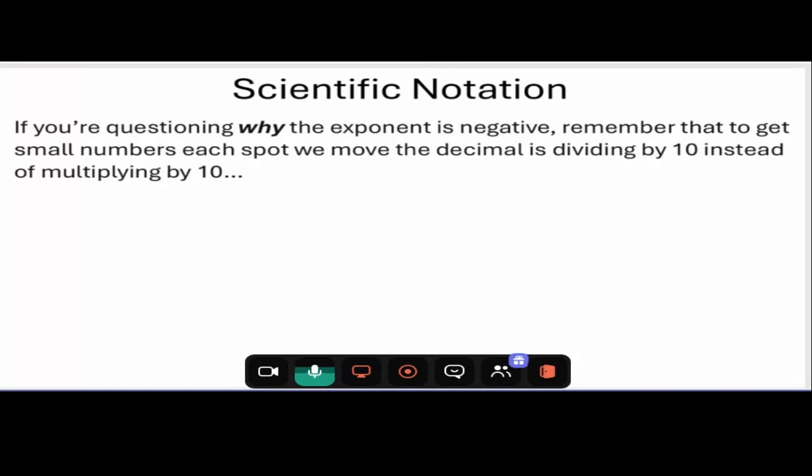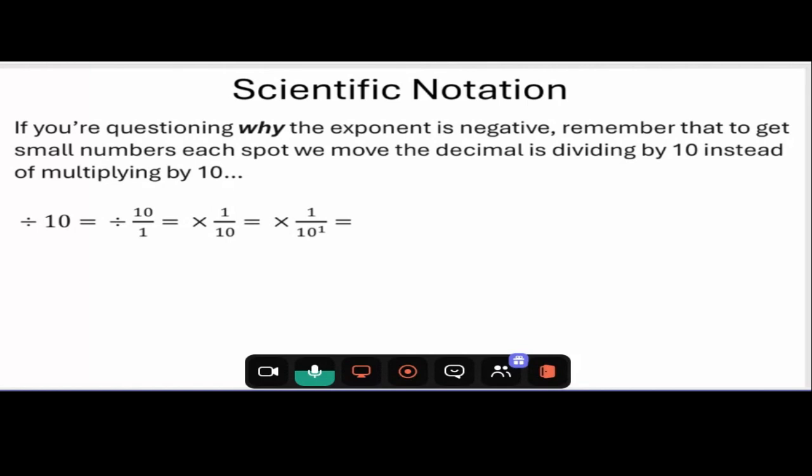If you're questioning why the exponent is negative, I sort of said this already. Remember that to get small numbers, we need to divide by 10 instead of multiplying by 10. And what is dividing by 10? Well, we could think of it as dividing by 10 over 1. How do you divide fractions? You multiply by the reciprocal. This is not something you need to do right now. This is just an explanation of why it works.